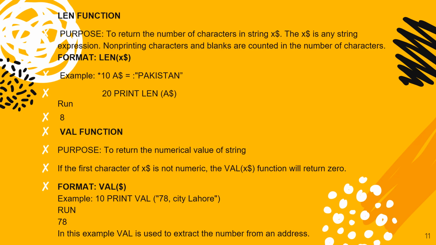Our next function is the VAL function. The purpose of the VAL function is to return the numeric value of a string. If the first character of X$ is not numeric, the VAL function will return 0. So look at the syntax of the VAL function: VAL(X$). Look at the example: 10 PRINT VAL("78 city Lahore"). In the parentheses, the first character should be numeric, otherwise it will return the 0 value. So it will extract the numeric value from the string and return it on the screen, and you can see after the run command it is printed 78.